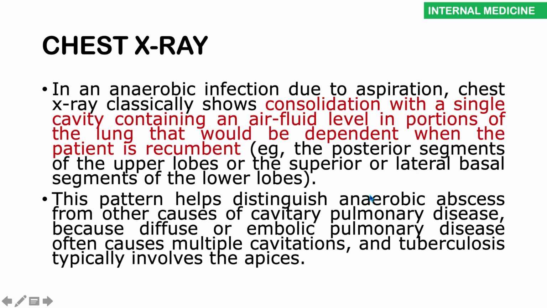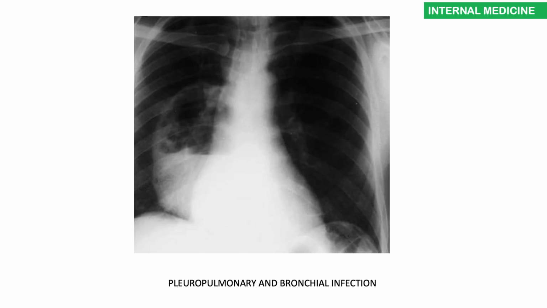Generally, this pattern is going to help you to distinguish anaerobic abscesses from other causes of cavitary pulmonary disease. For example, if you have diffuse or embolic pulmonary disease, often it's going to be causing multiple cavitations as opposed to one cavity. And remember, in TB, you're going to see the cavities generally in the apices of the lungs.